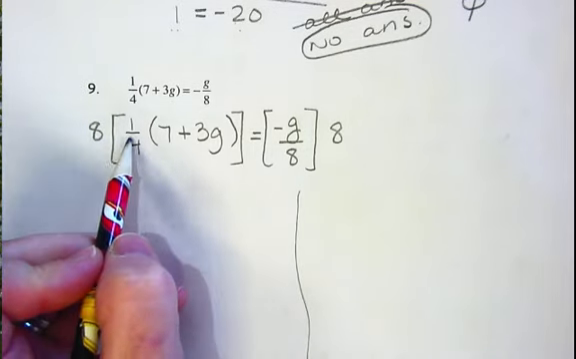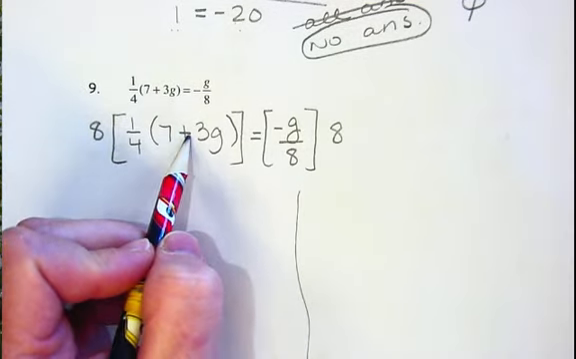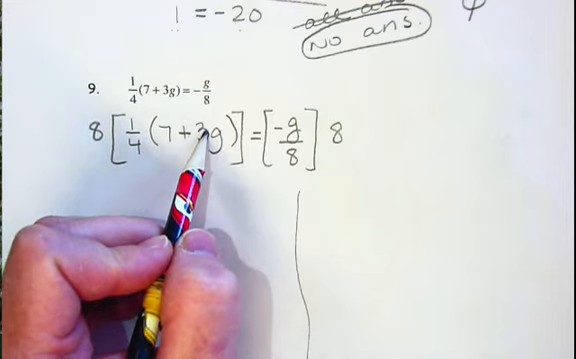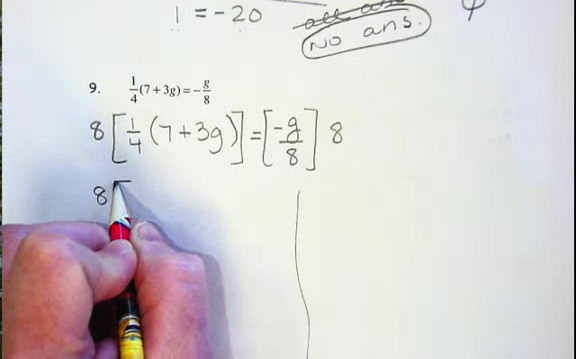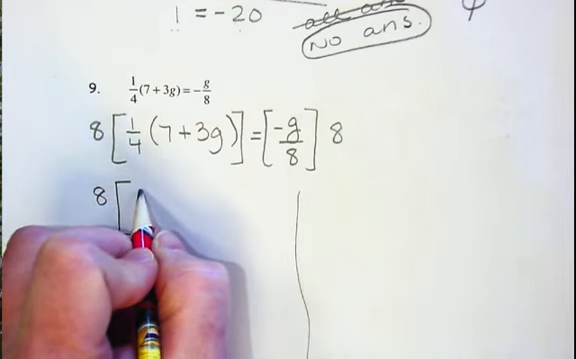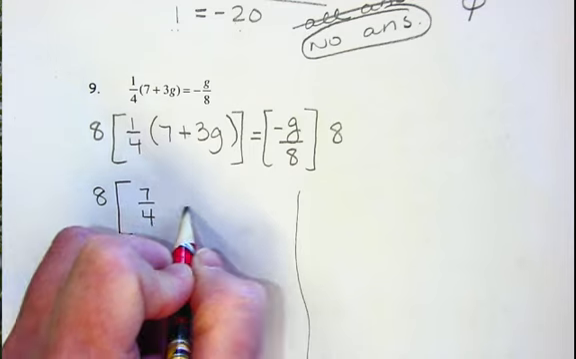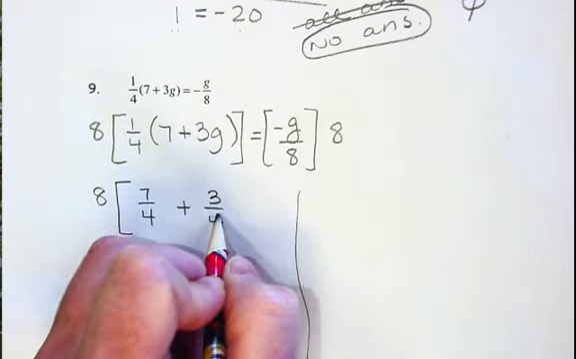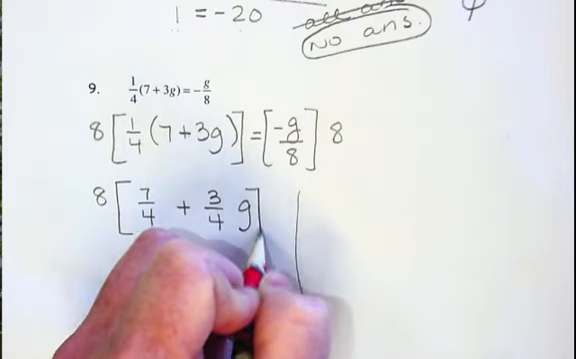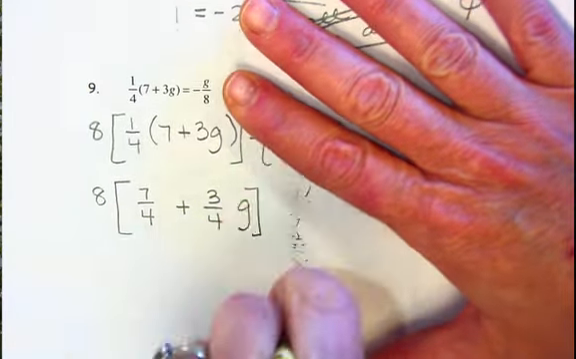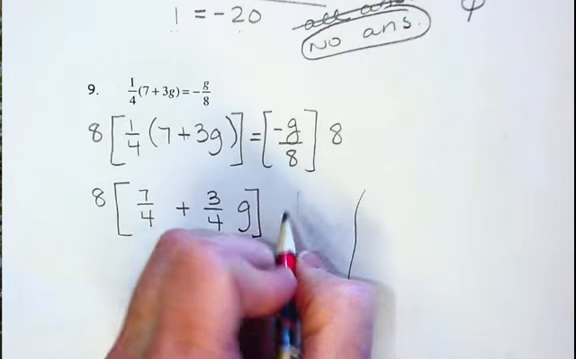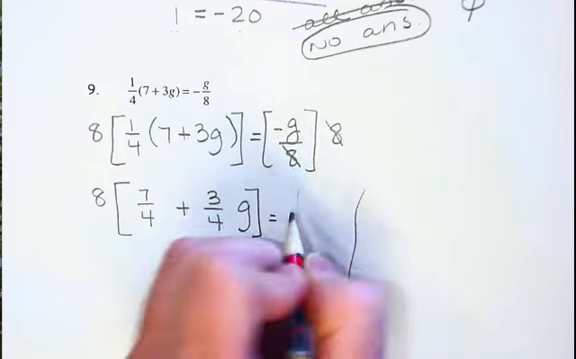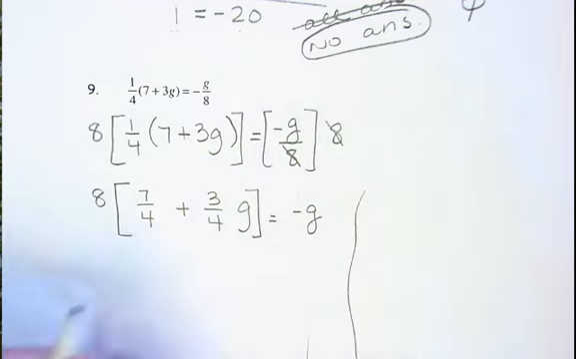What I recognize over here is that these are all factors. So if I distribute this 1/4 into the parentheses first, I will show you that. I would have 1/4 times 7, which would give me 7 over 4, plus 1/4 times 3 would give me 3 over 4g. I'm going to need a little bit more space. All right. Is equal to, now if I were to do this over here, I would cancel those off and I would get negative g.